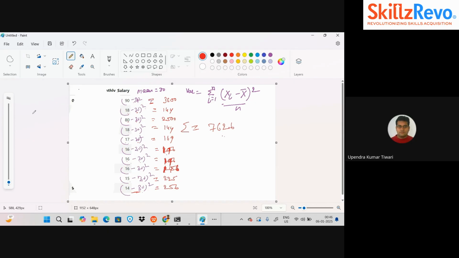Yes. Okay. Now, how many values do we have? 10. Now please divide it by 10. So what is the answer? 762.6. So this is what? The variance. This is the variance.